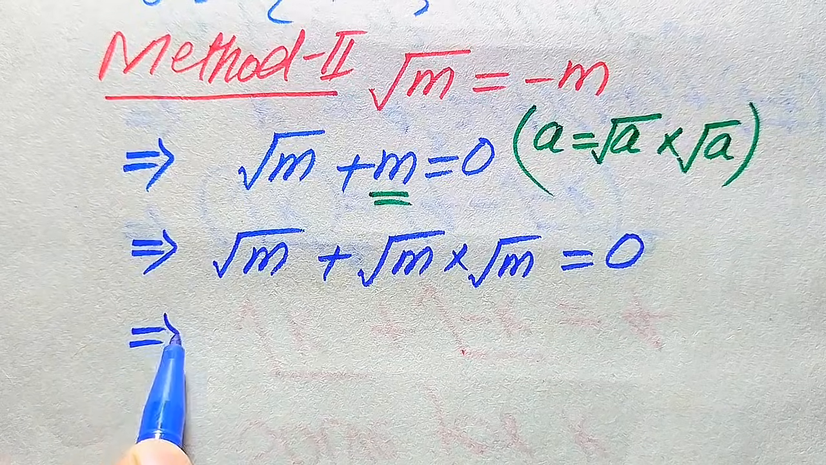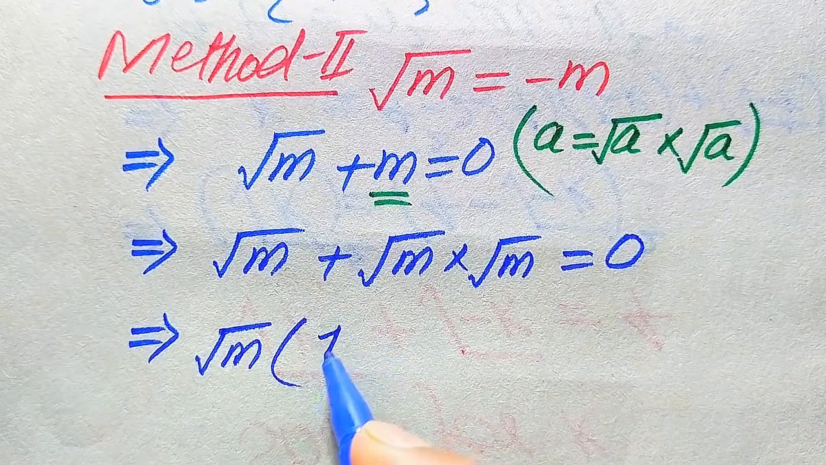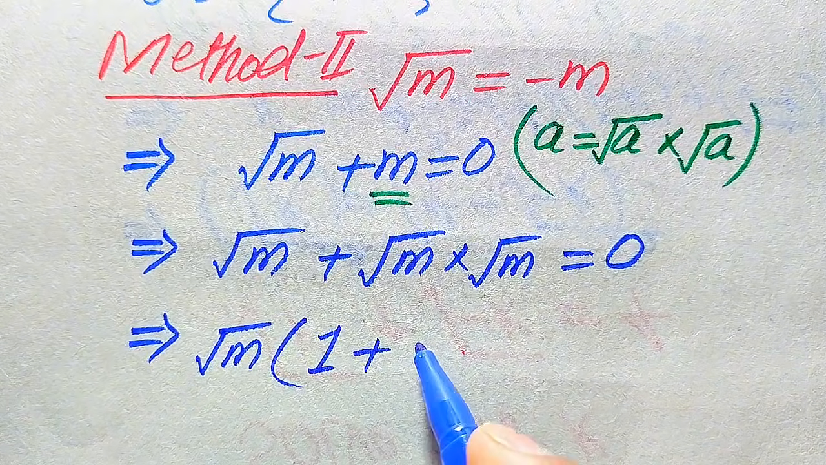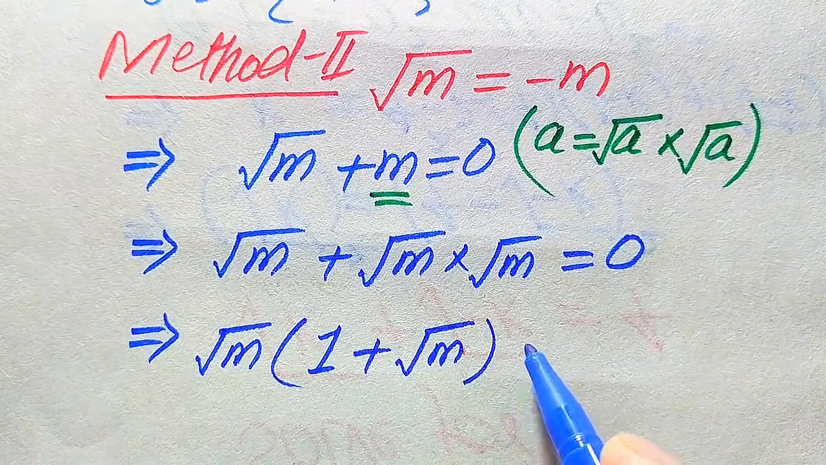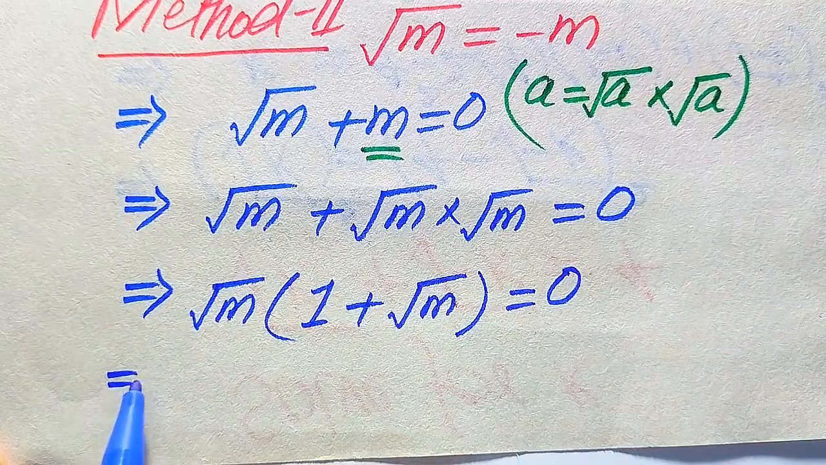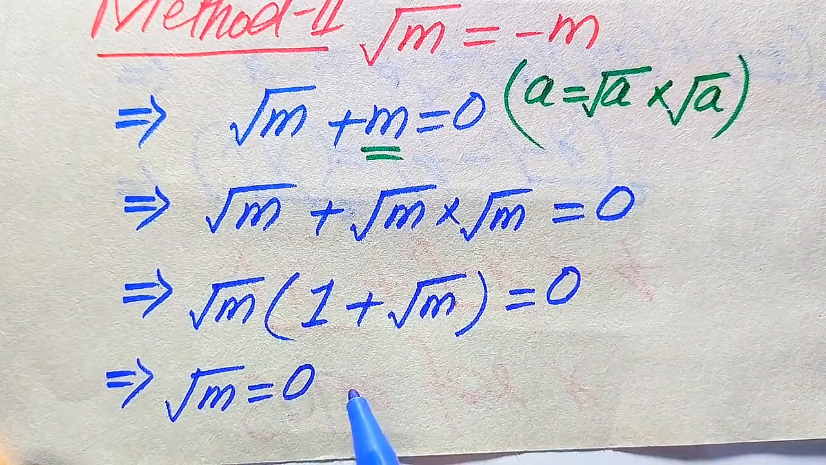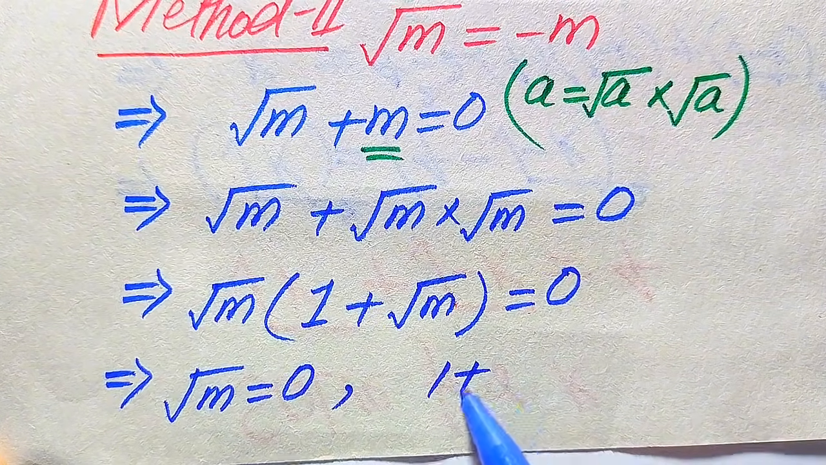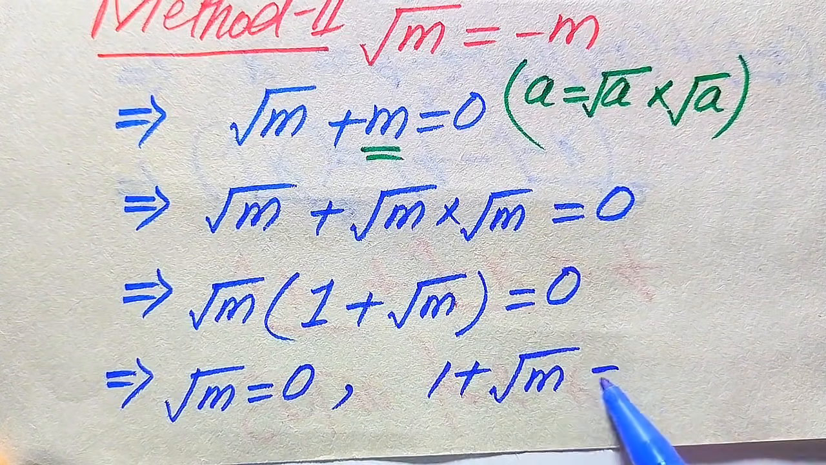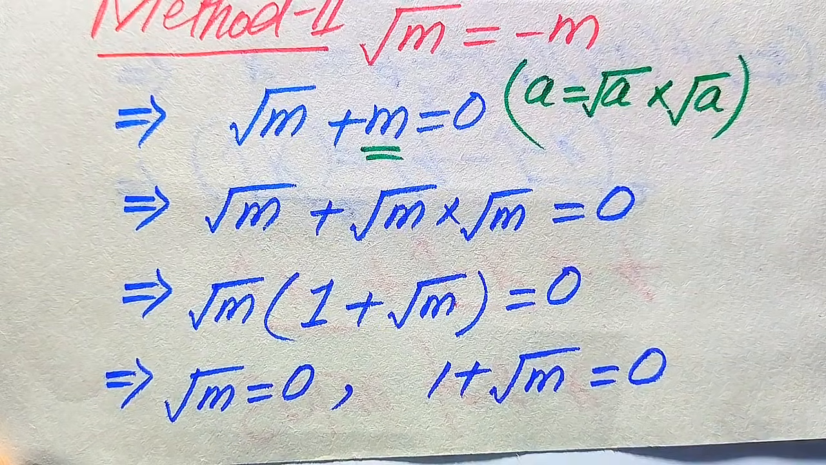And further, in the next step, we need to take common square root of m, and when we take common square root of m, the remaining values are 1 plus square root of m, and this whole equation is equal to 0. And now in the next step, we need to divide this equation into two cases. The first case is we write square root of m equals 0, and the second case is we write 1 plus square root of m is equal to 0.